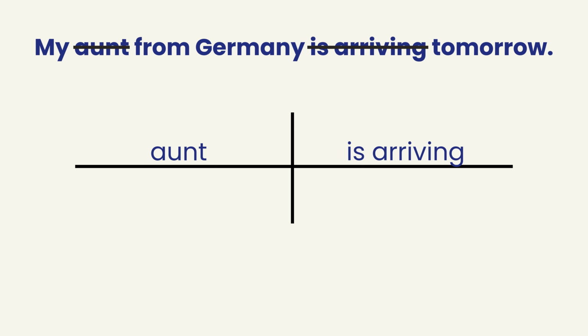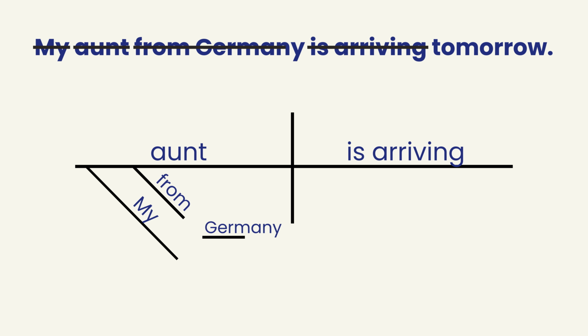Now let's have the modifiers of our simple subject. We have the possessive pronoun my with a capital letter. Do we have other modifiers for our subject? Yes, the prepositional phrase from Germany. Which aunt? From Germany. So this prepositional phrase modifier is adjectival in function, and we place that below our subject aunt, like this. Now, we are left with the word tomorrow.